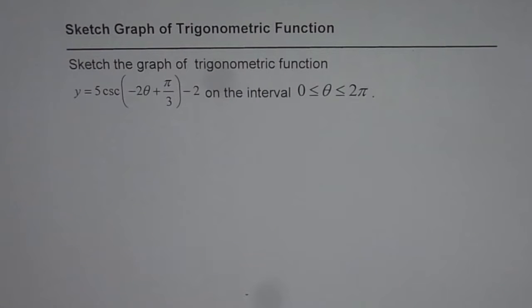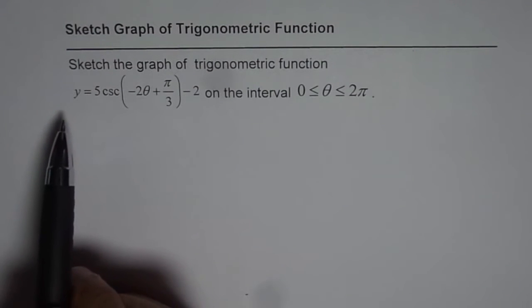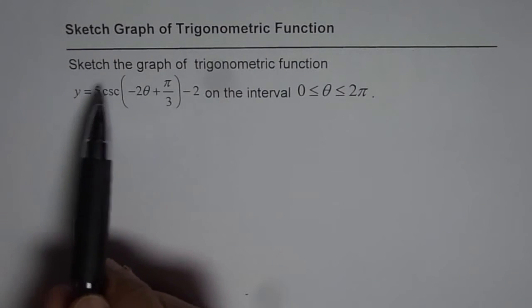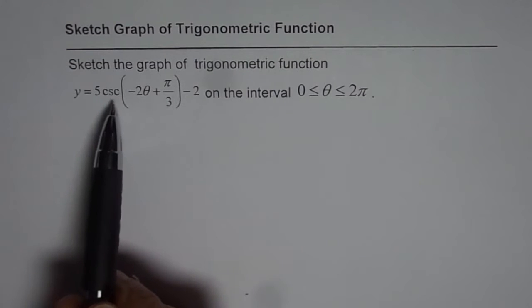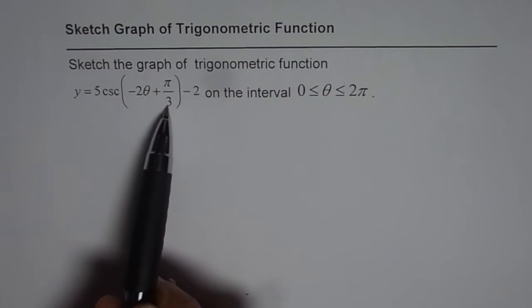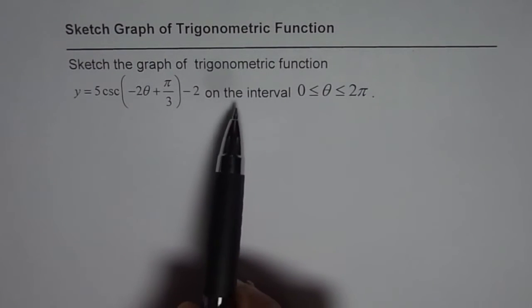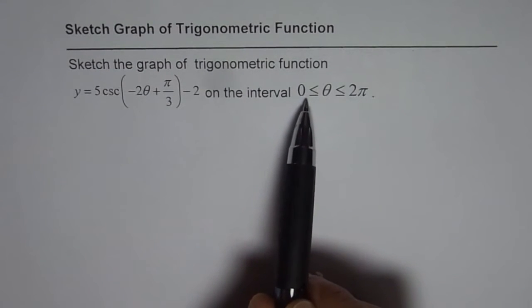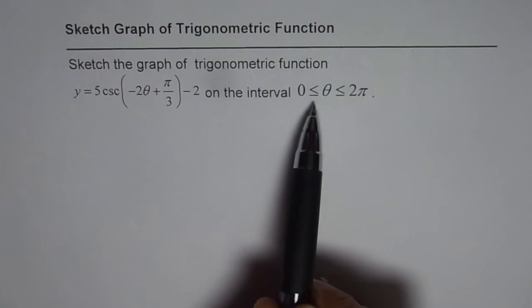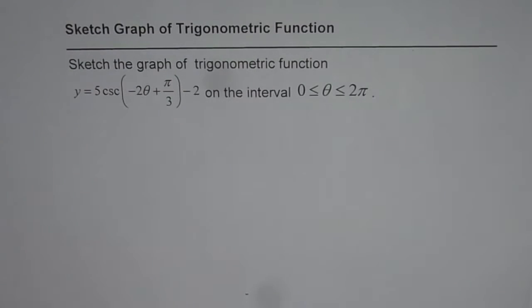when we are dealing with reciprocal trigonometric functions. The question before us is: sketch the graph of the trigonometric function y equals 5 cosecant of (minus 2 theta plus pi by 3) minus 2, where theta is greater than or equal to 0 and less than or equal to 2 pi. So take note of the interval also.